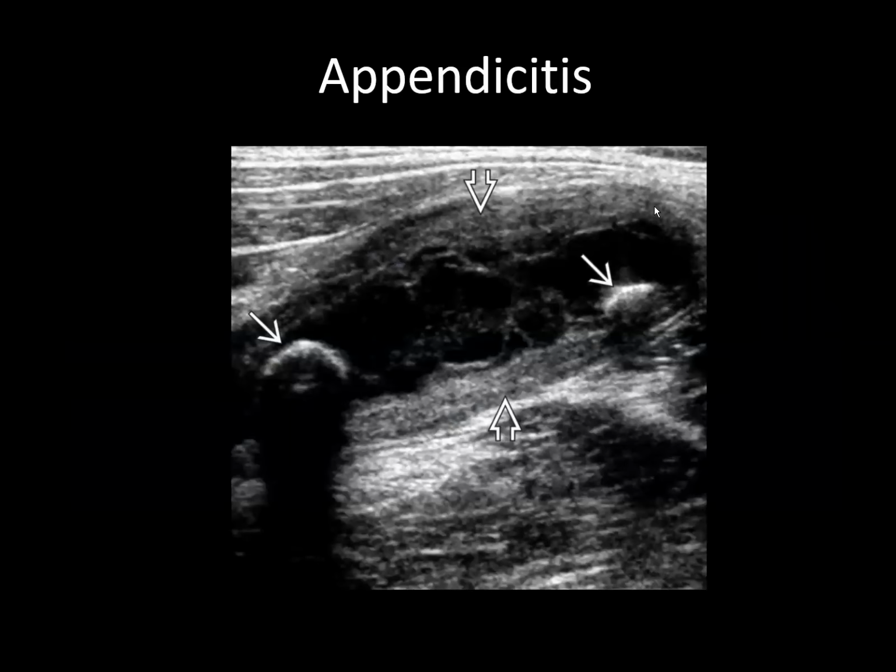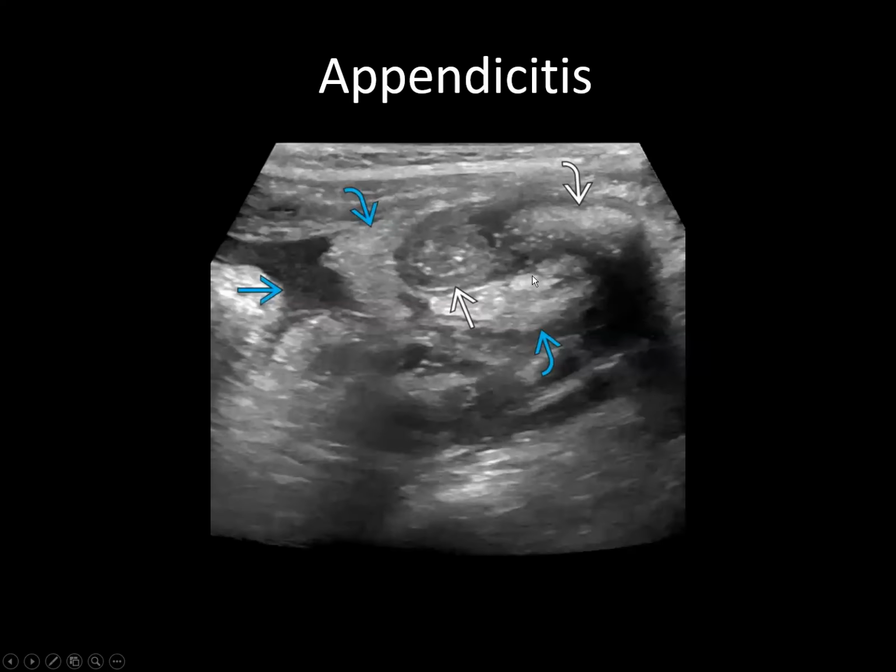Here's appendicitis with 2 appendicoliths. This is the blind end over here. You have 1 stone, but this is the reason for the appendicitis. It's obstructed by this shadowing appendicolith or stone closer to the base, and really distended, thick wall, fluid-filled, with hyperechoic fat around it. This is a case where you see, again, a distended appendix.